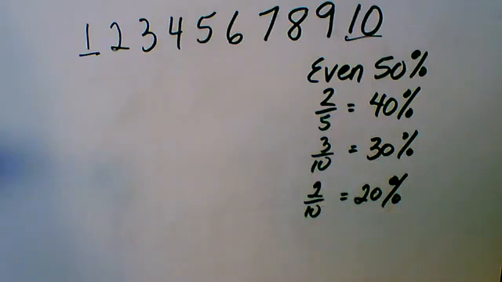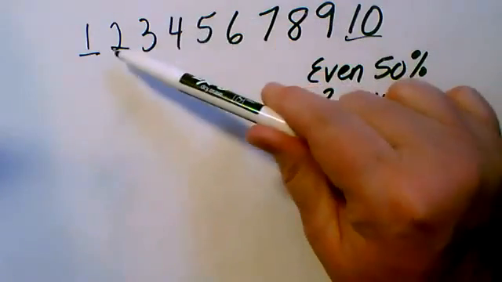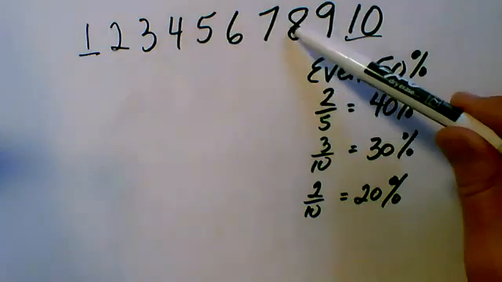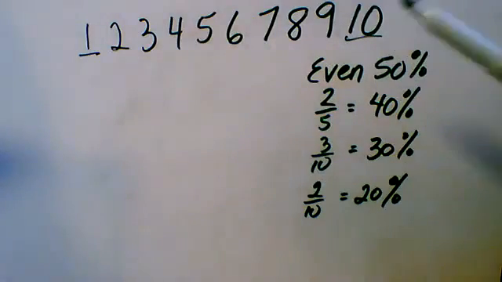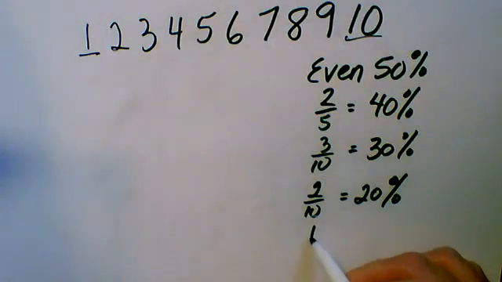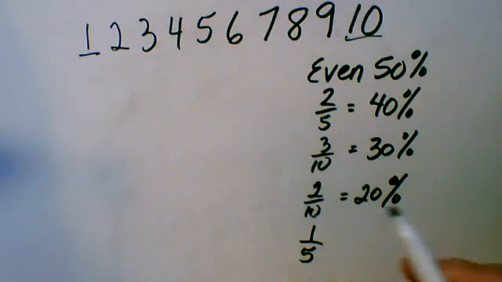And what percentage of the even numbers have a 1? So out of all 10 numbers, looking at all the even numbers, 2, 4, 6, 8, none of those have a 1, only 10 does. So 1 out of 5, right? Because there's only 5 even numbers. So 1 out of 5 is 20%.